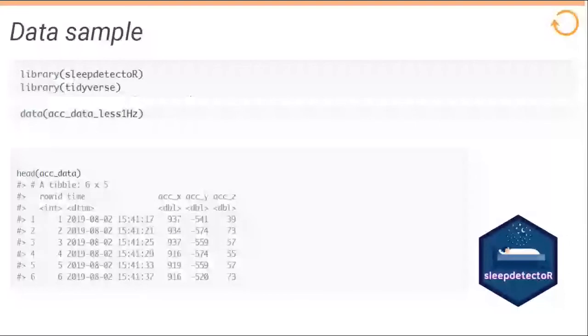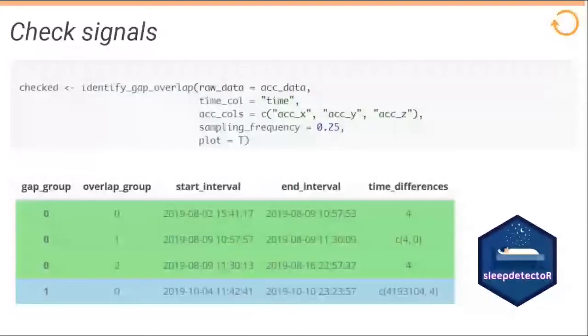The first step is to use the function identify gap overlap. That is a function that needs the raw data and the column important for the elaboration. And here I can also specify the theoretical sampling frequency of my data. In this case is 0.25 Hertz. This function returns a list of 2 tables.